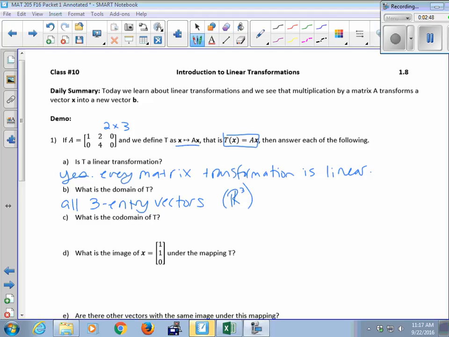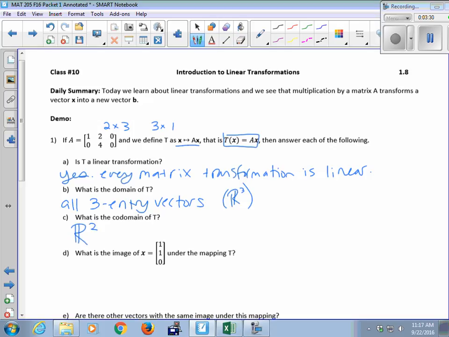Codomain is the outputs. Okay, so codomain it's like the range, but it's bigger than the range. So if you multiply a 2 by 3 matrix by a 3 by 1 vector, what are the outputs going to look like? What are their dimensions going to be? 2 by 1, right? The outer dimensions. So if you do a 2 by 3 times a 3 by 1, inner dimensions match, so we can multiply them. The outer dimensions will be the result. So the codomain is just the space that the outputs live in, which would be where? 2 by 1 matrix, which is R2.